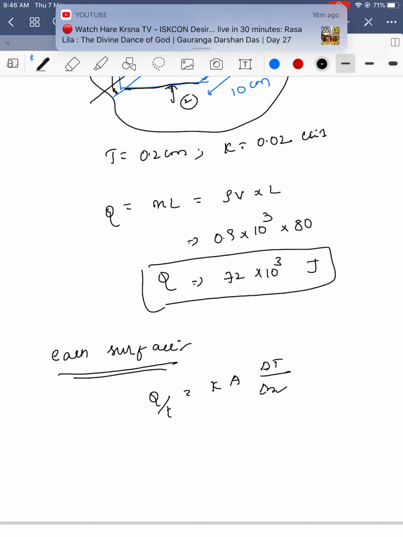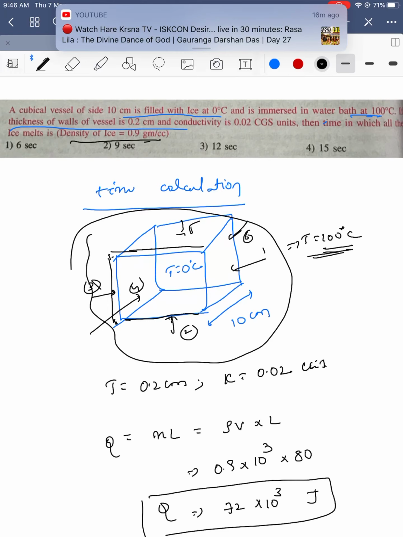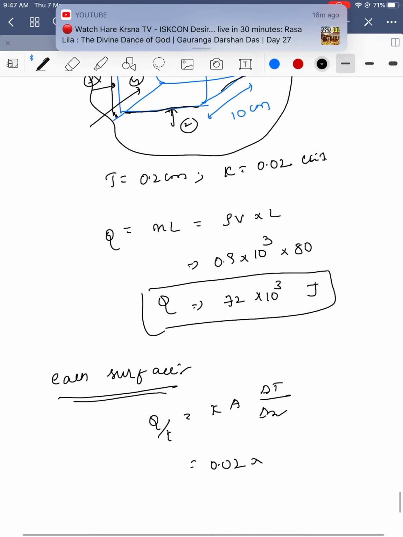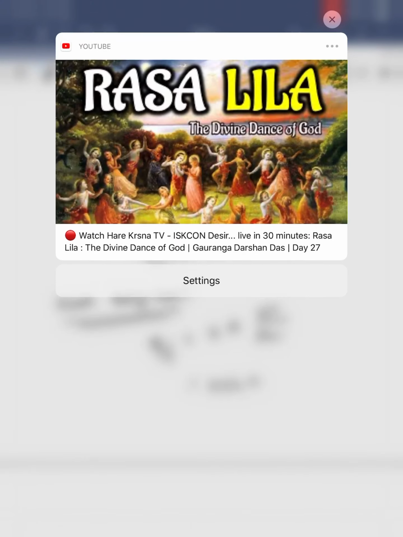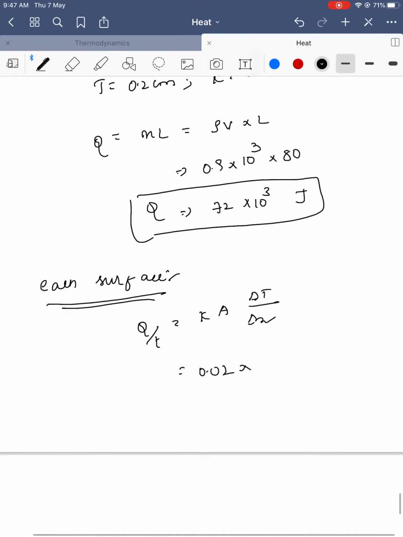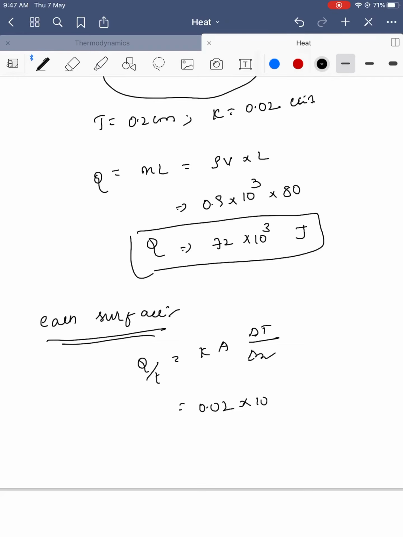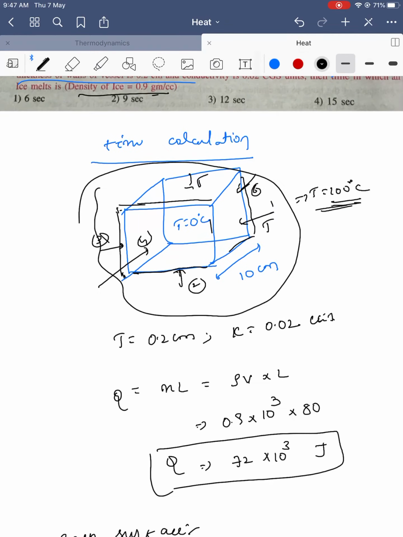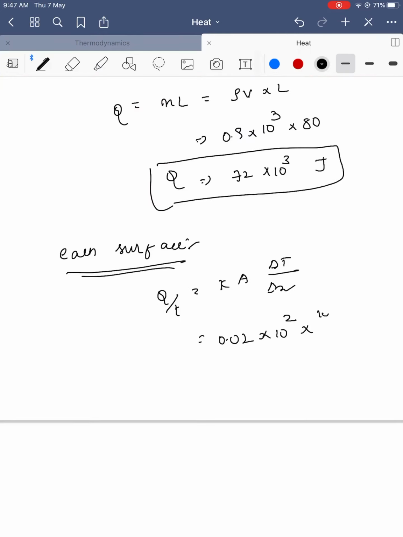What is K? What is A? K is thermal conductivity. We got the value, K is 0.02. And A, what is A? The area exposed to the heat. It is like a square, 10 square. And delta T: what is the water temperature outside? 100 degree Celsius, and inside 0 degree Celsius. Temperature difference is 100 degree Celsius.